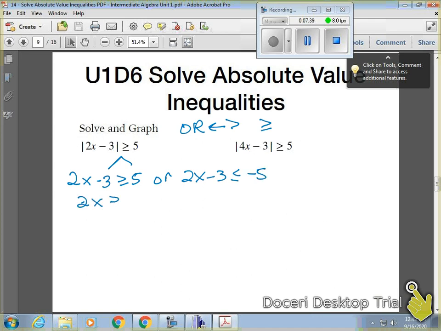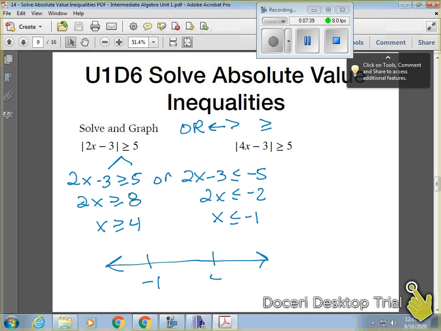Solving the first one, 2x is greater than or equal to 8, x would be greater than or equal to 4. Solving the second one, 2x is less than or equal to negative 2, x would be less than or equal to negative 1. On my number line, I have negative 1 and 4. I'm going to go less than negative 1, or equal to, so I fill in the circle. And I've got negative 1 goes to the left, positive 4 goes to the right. It's an or situation, so it's okay that they go in opposite directions.